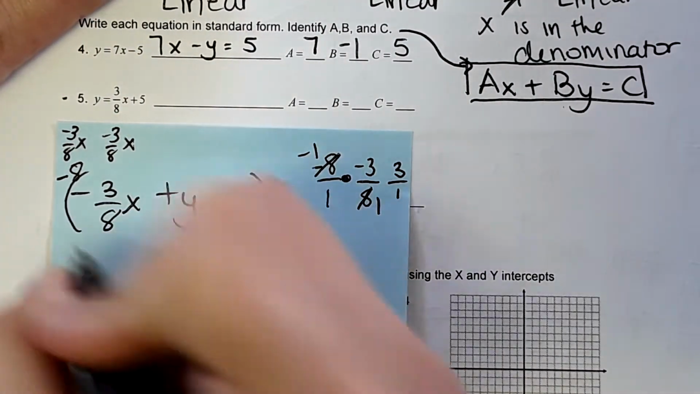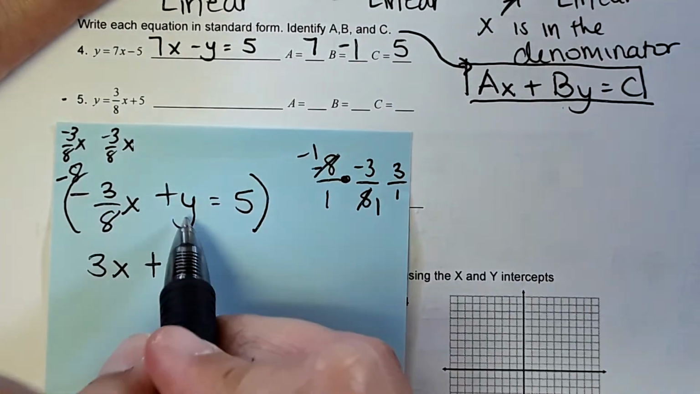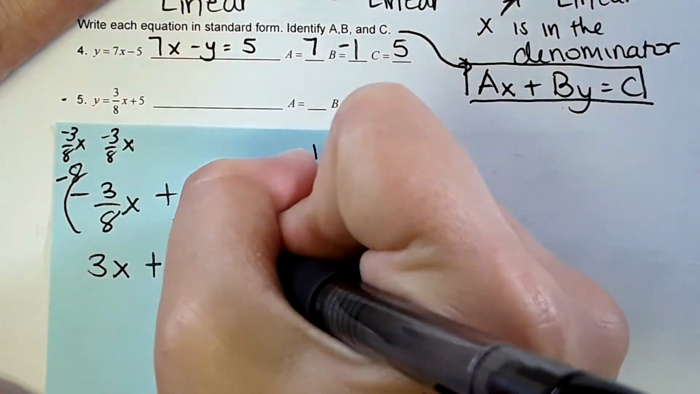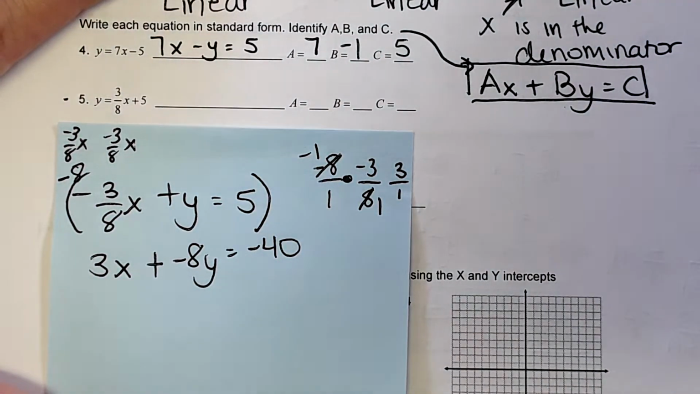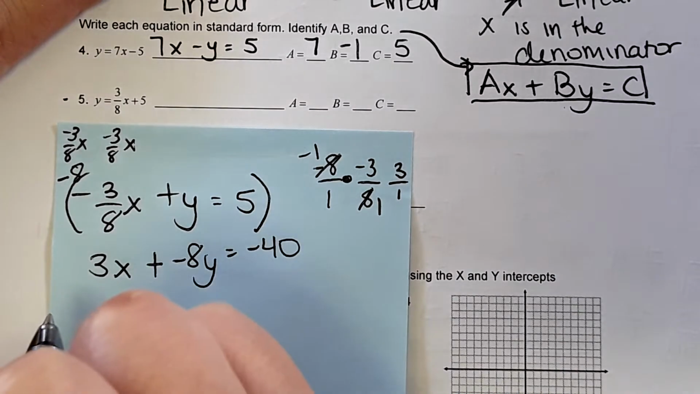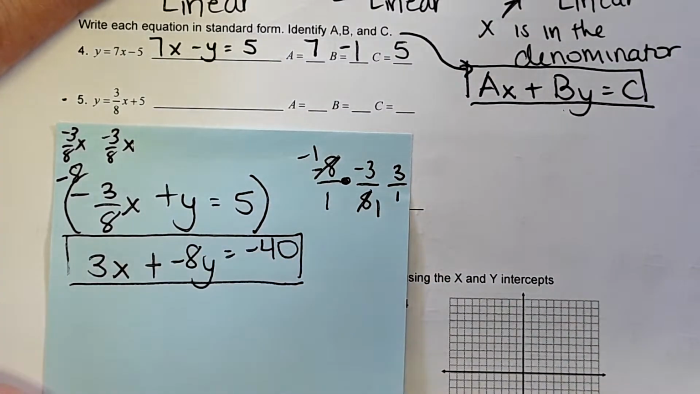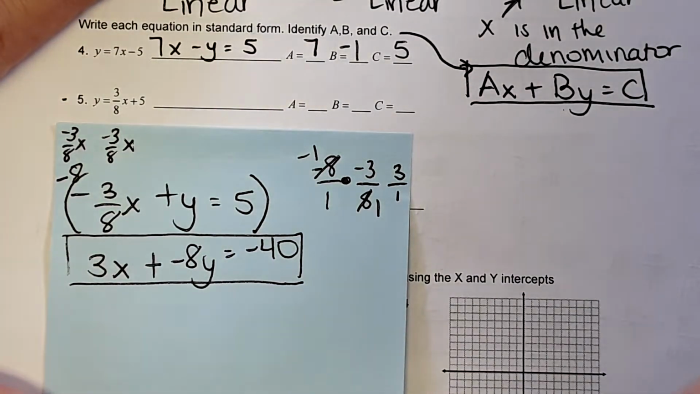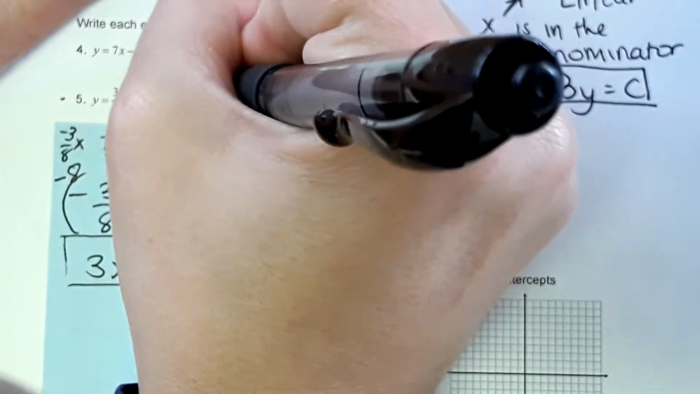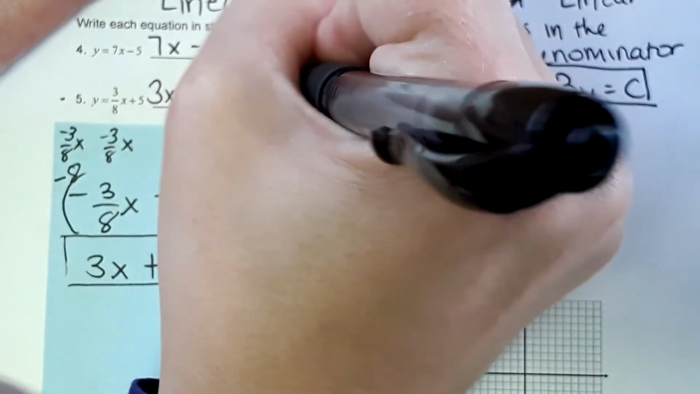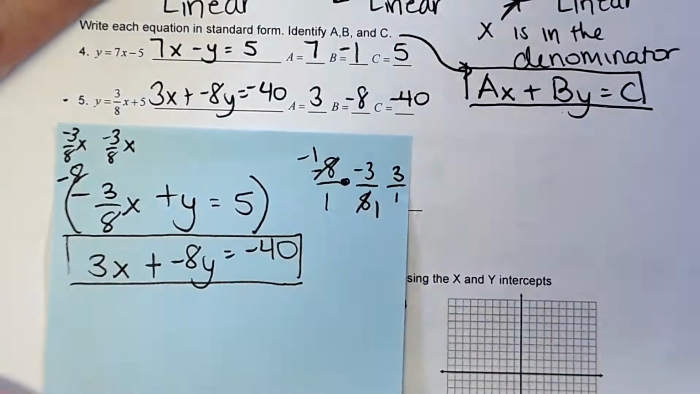So negative 8 times negative 3/8 is 3x plus negative 8 times y, negative 8y, and then negative 8 times 5 is going to be negative 40. You can't have a negative for the first coefficient. Oh, yeah, you can have negatives throughout, but not the first one. So then once we're done with that, 3x plus negative 8y equals negative 40. Our a is 3, b is negative 8, and c is negative 40.